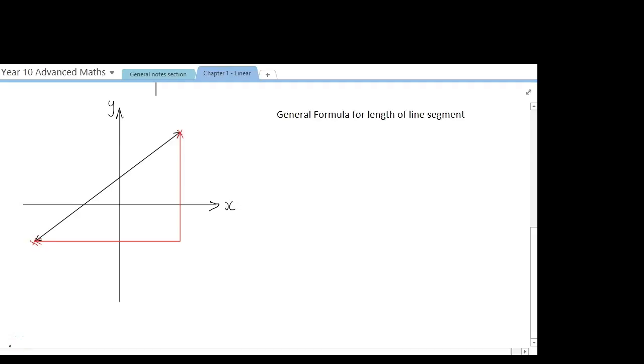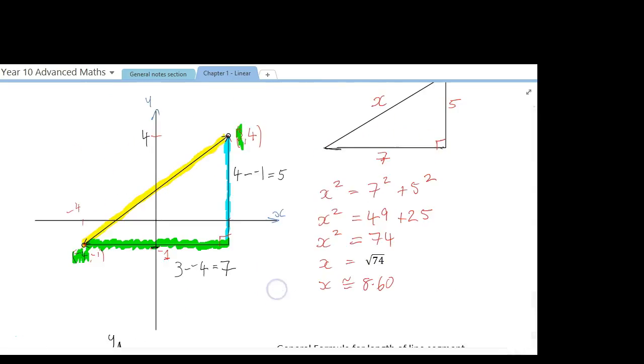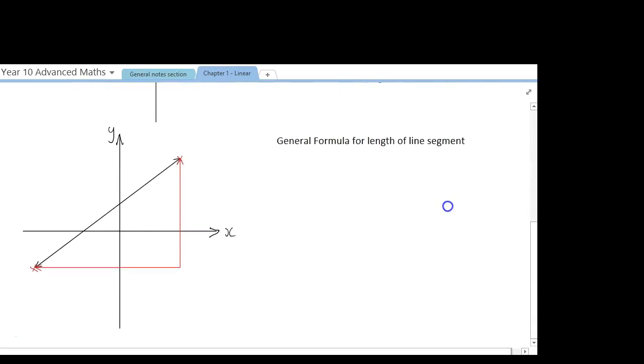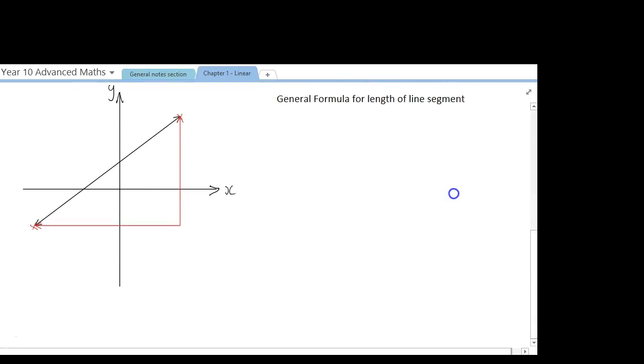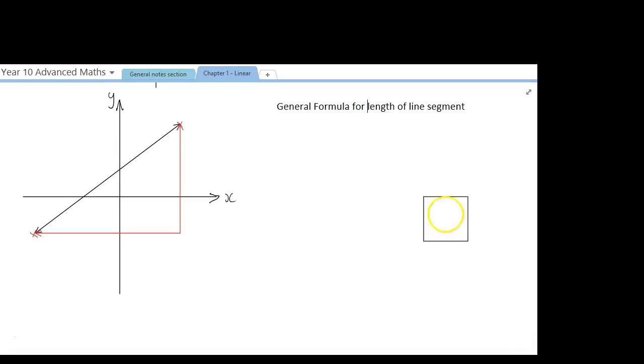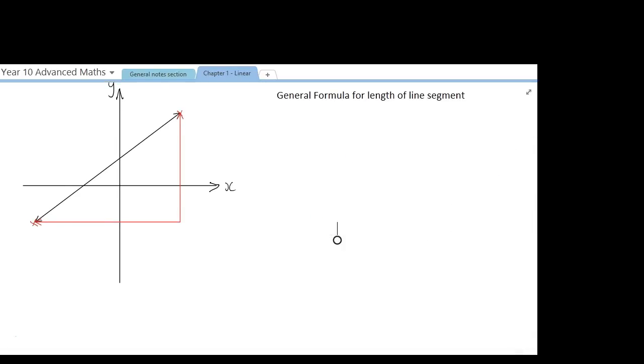Hi guys, I'm going to show you how to develop a formula for length of line segment, which we did earlier with some real numbers. A general formula means it doesn't actually have any real numbers, it just works in terms of unknowns. So say we have 2 points like this. They could be any 2 points on any graph.